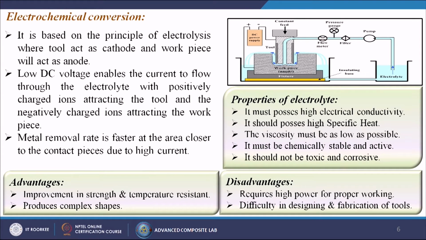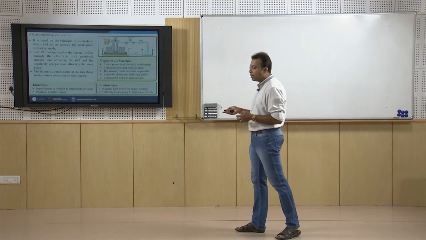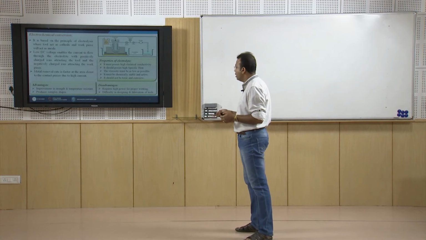What are the properties of the electrolyte? It possesses high electrical conductivity. It should have electrically conducting material properties. It should possess high specific heat. The viscosity must be as low as possible. It must be chemically stable and active. It should not be toxic or corrosive. And what are the disadvantages? Requires high power for proper working, difficulty in designing and fabrication of tools. So, there are certain little disadvantages.